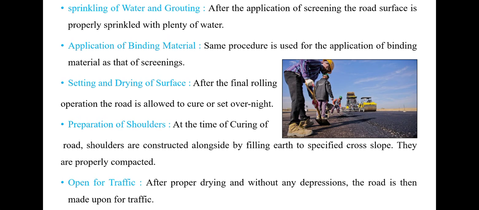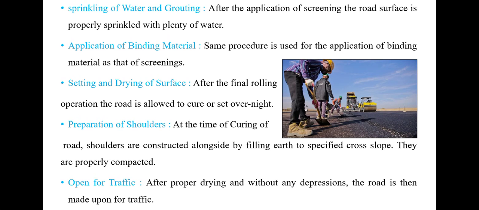After each application of binding material, the surface is sprinkled with plenty of water. The wet slurry formed is swept with hand brooms or mechanical brooms to fill up the voids. Again, this is followed by rolling over with 6 to 10 ton rollers. During rolling, water is applied to the wheels of the rollers to wash down the binding material stuck to the roller surface. So once you put the binding material, again you have to move the roller over it.